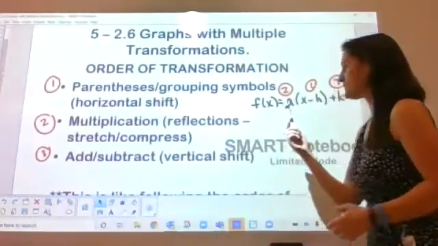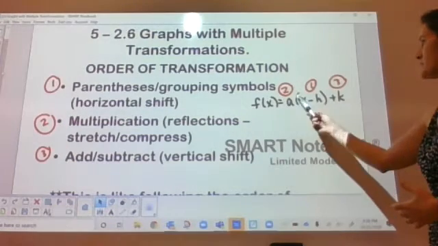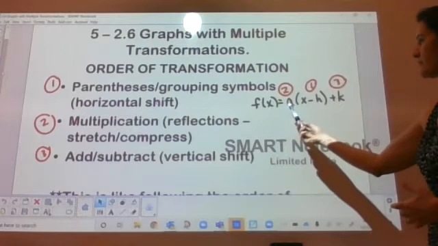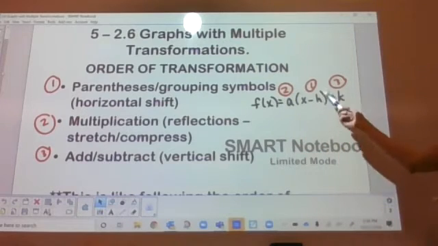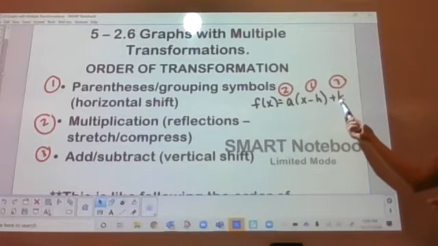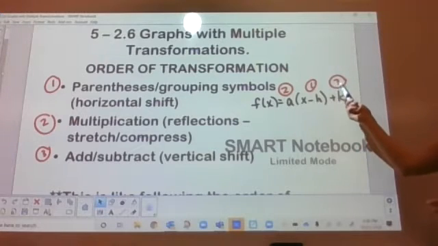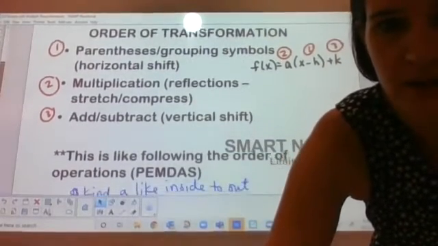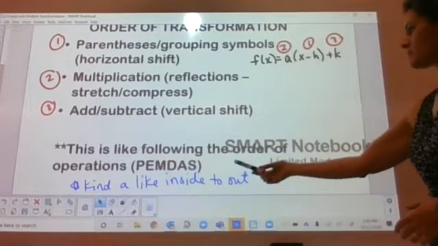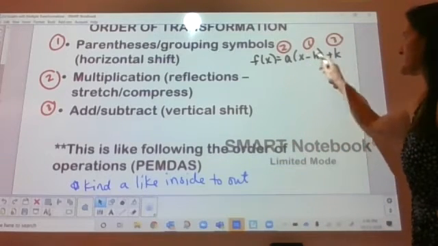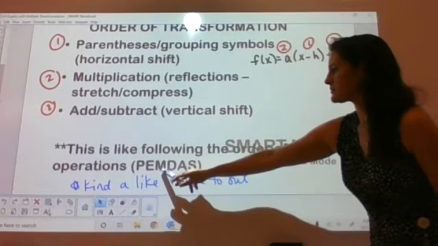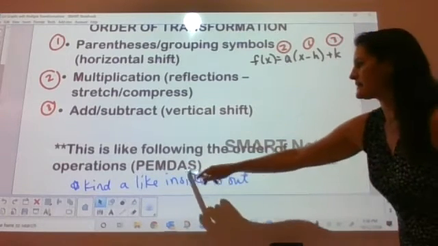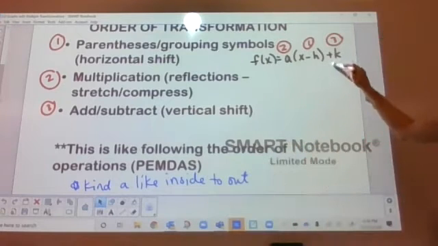And so that's what I've done here by labeling the horizontal shift, the X, as your first thing to do. Any A values out front will be the second thing. And then your vertical shift, whatever's being added or subtracted all the way out to the end, that's the third and last thing that you're going to do. And then you can kind of think about this like it's kind of like following PEMDAS, the order of operations. Take care of what's in parentheses first, and then multiplication next. That would be your A. And then addition, subtraction last, which would be your vertical shift.